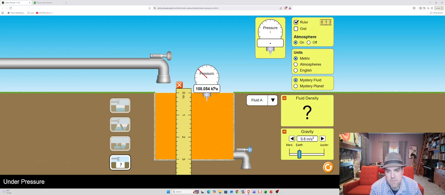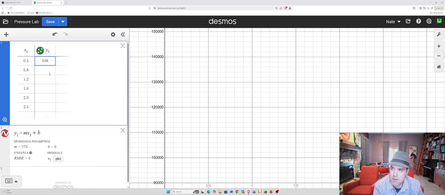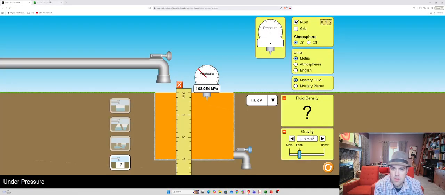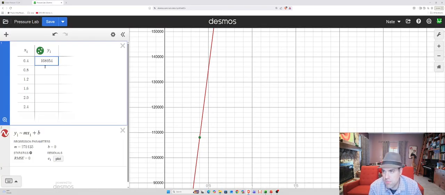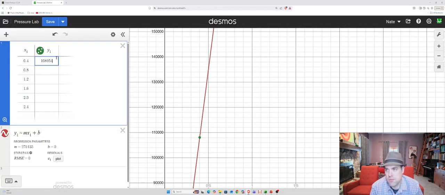108.054 kilopascals. So we're going to take that and plug it into our Desmos plotter. Now, we want to plot it in pascals, not kilopascals. So this is 108,054 pascals. That's the number that we're going to put into Desmos. So here we go. Here's the Desmos. Here's the 0.4 meters that we're looking at. And so we're going to put in our 108,000 and was it 54? Yes, 54 pascals. So don't put 108.054. You put 108,054 in for our y value because we want our plot to be in pascals and not kilopascals.